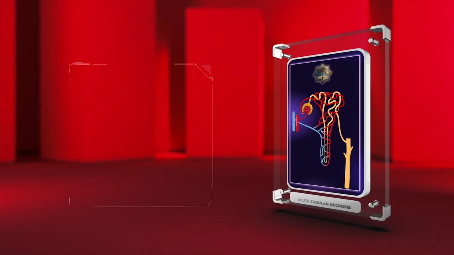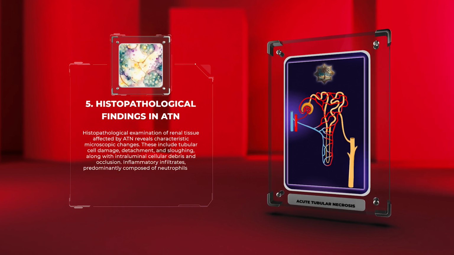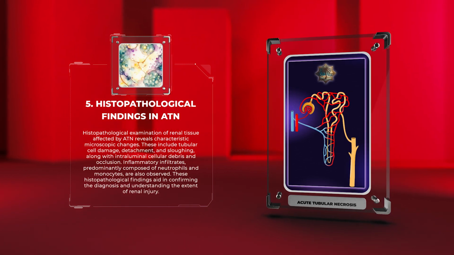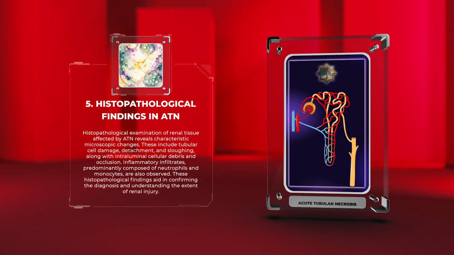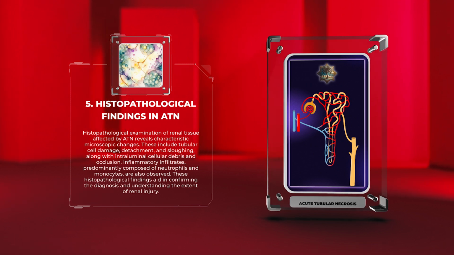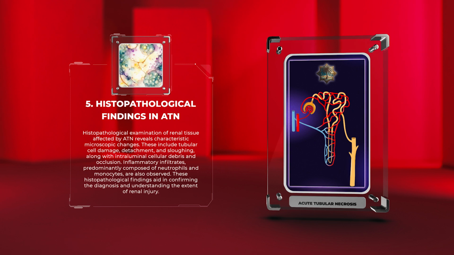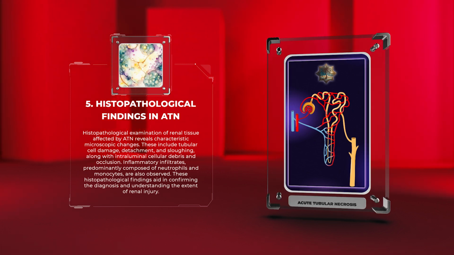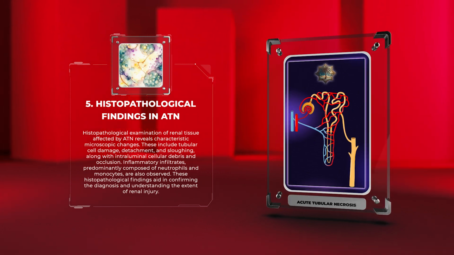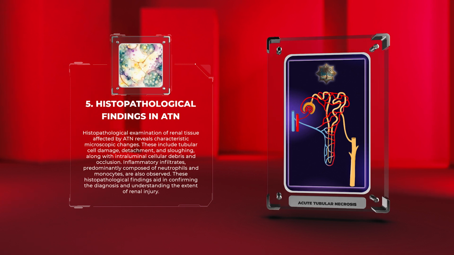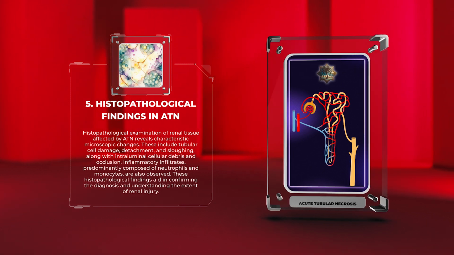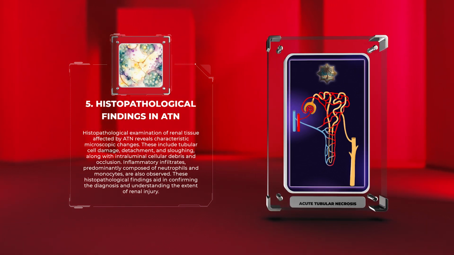Histopathological examination of renal tissue affected by ATN reveals characteristic microscopic changes. These include tubular cell damage, detachment, and sloughing, along with intraluminal cellular debris and occlusion. Inflammatory infiltrates, predominantly composed of neutrophils and monocytes, are also observed. These histopathological findings aid in confirming the diagnosis and understanding the extent of renal injury.